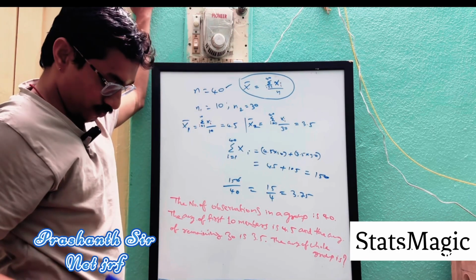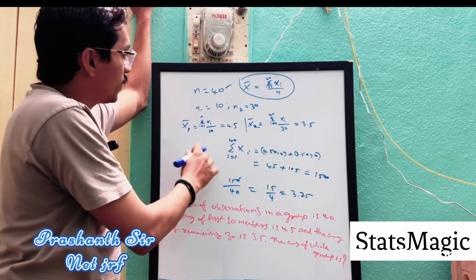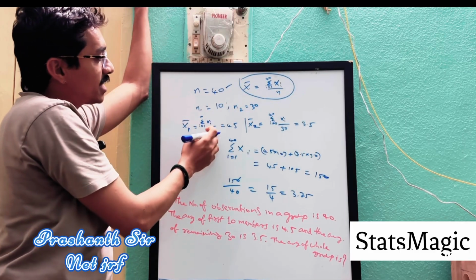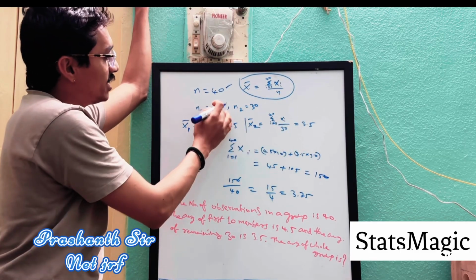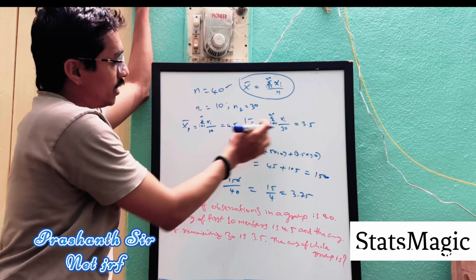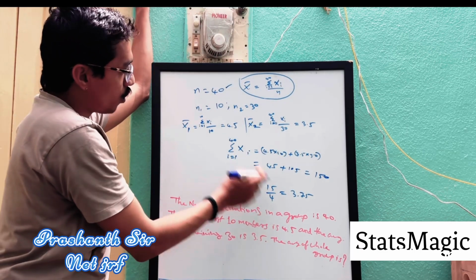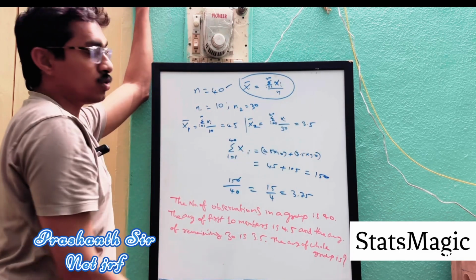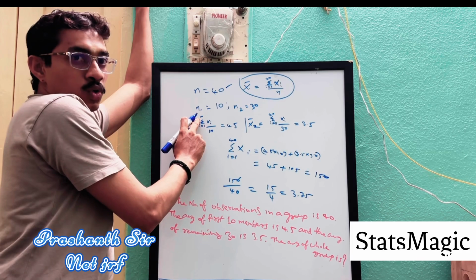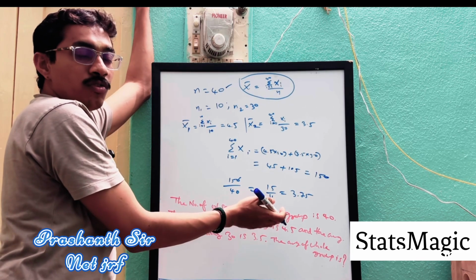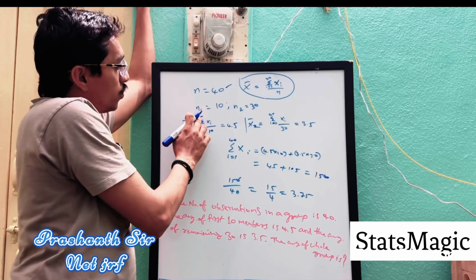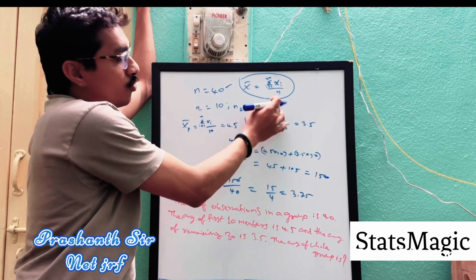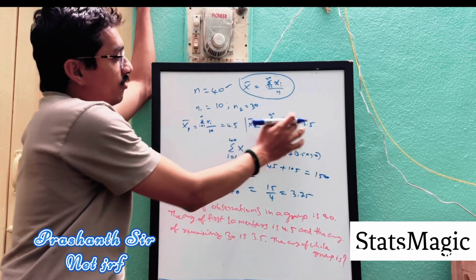Now x1 bar and x2 bar use the same formula: sum of observations by number of observations. That means summation xi by n1, which is 10, and summation xi by n2, which is 30. They gave the average of the 10 members as 4.5, and of the 30 members as 3.5. For the first 10 observations, i goes from 1 to 10. The remaining are after 10, that is 11 to 40. These are the 30, so divided by 30. So 4.5 and 3.5.